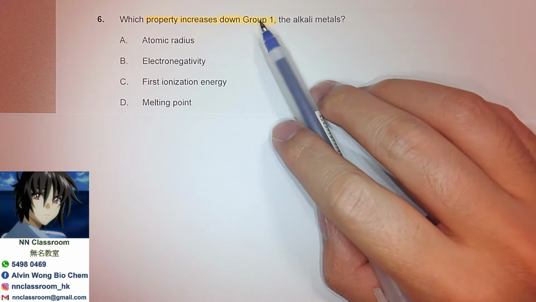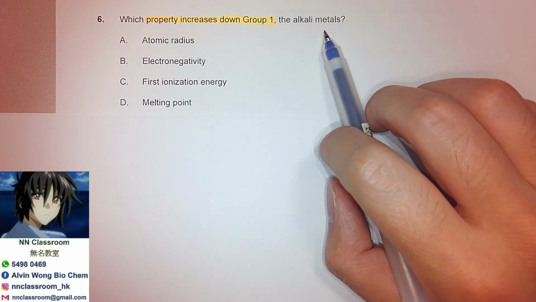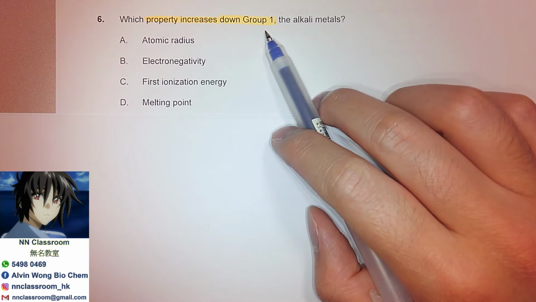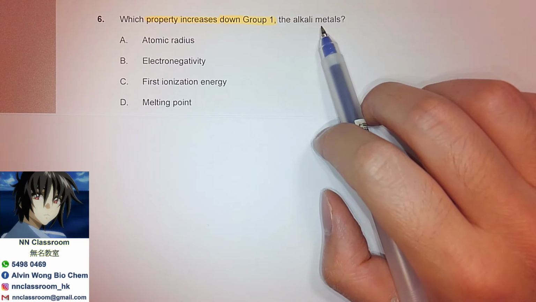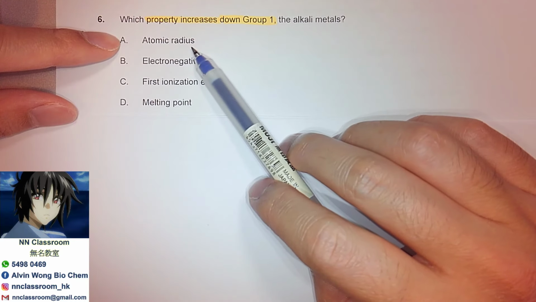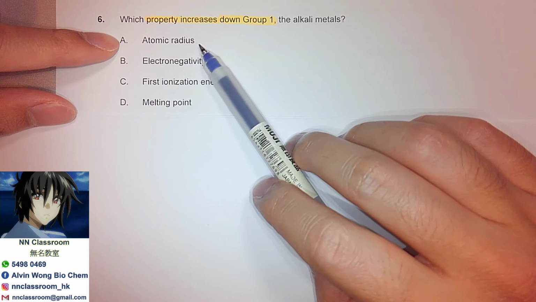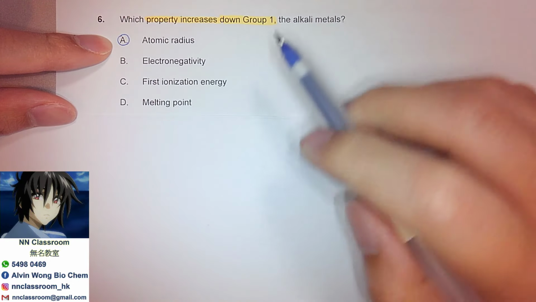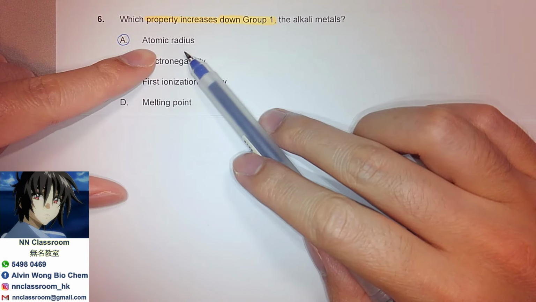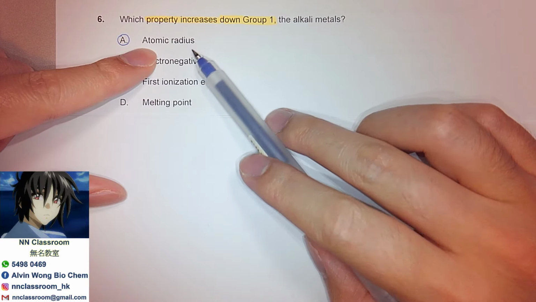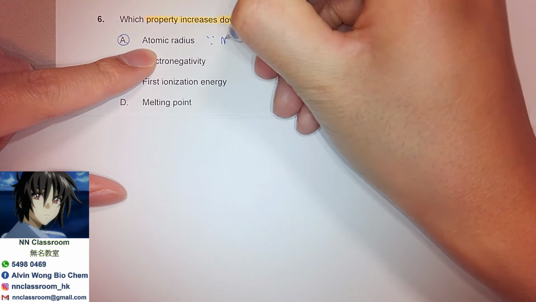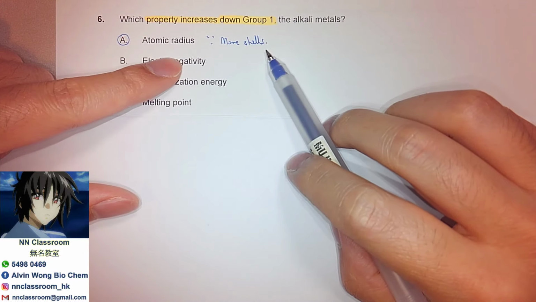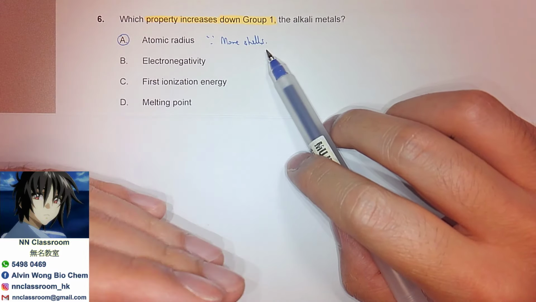So this time, down group 1, the alkali metals. Obviously the common description of all the elements within group 1, we call them alkali metals, right? So the first one, which is atomic radius. This time, students can easily realize that A is the correct choice because the atomic radius is obviously increasing because of more shells, right? More shells, or more main energy levels, when you move down the group, right?